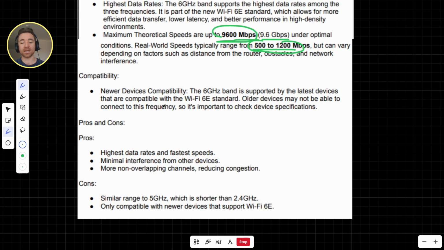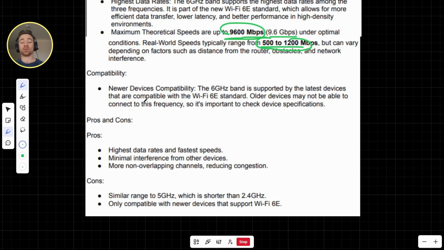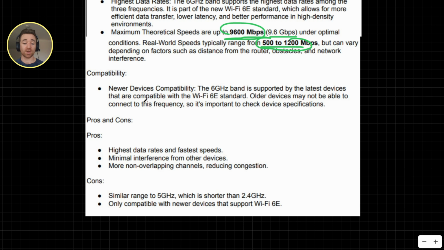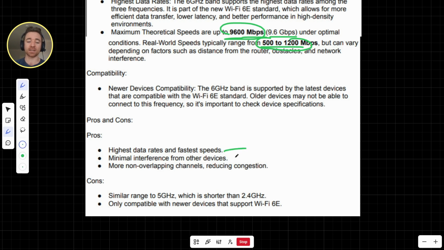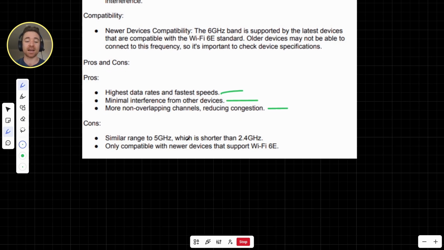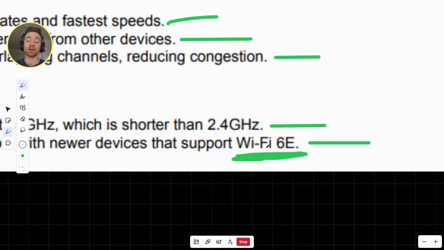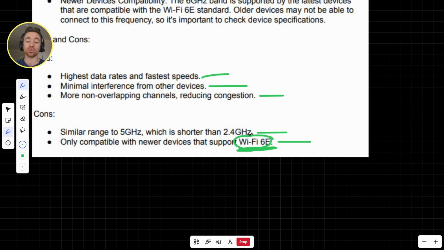Okay, so again, compatibility, you're not necessarily going to have a lot of older devices compatible with 6G because it is quite a newer one. So you do have to take that into consideration as well when you're making your choice for your exam. So the pros, it has the highest data rates and fastest speeds, minimal interference from other devices. It has the most amount of non-overlapping channels, therefore most effectively avoiding congestion. And the cons are that the range is short again, and it's only compatible with newer devices that support Wi-Fi 6E.